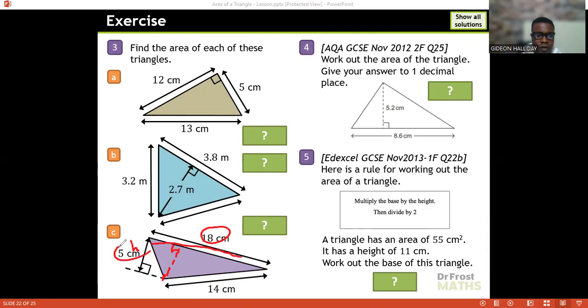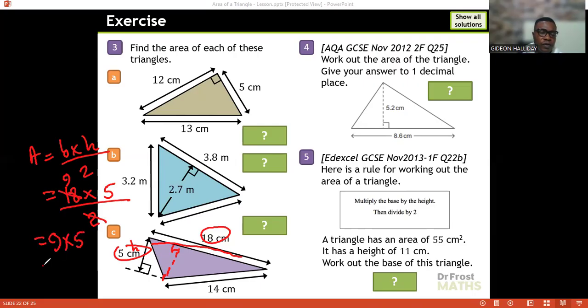So 18 and 5. Of course you remember area equals base times height over 2, and the base is 18. Your height will be 5. You divide by 2. 18 divided by 2 is 9. So you have 9 times 5, and that's 45 centimeters squared. Always look for the side that is perpendicular to another side, and you get it. So that's 45. All right, look at this.